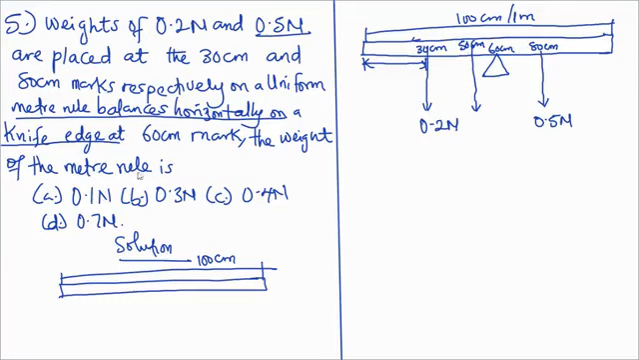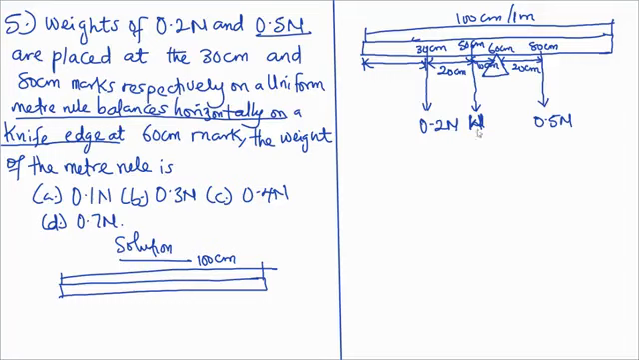They now say we should find the weight of the meter rule. So this is the weight of the meter rule. We represent it as W. So let the weight of the meter rule be W. Before we can find it, you'll be looking at the distance between them. Between 30 and 50, what's the distance? It is 20 centimeter. I hope you get it now. What's the distance between 50 and 60? That is 10 centimeter. What's the distance between 60 and 80? That is 20 centimeter.